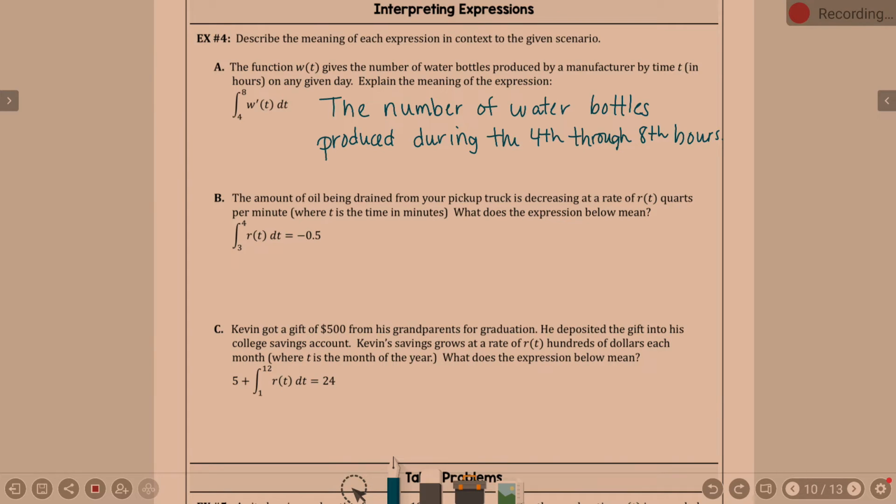Because they did give us a label and tell us that T is in hours, you should use hours there. Now, if they didn't tell us hours, then yeah, you might just say from T equal 4 to T equal 8, if we don't know what that is. But we do know what it is here.